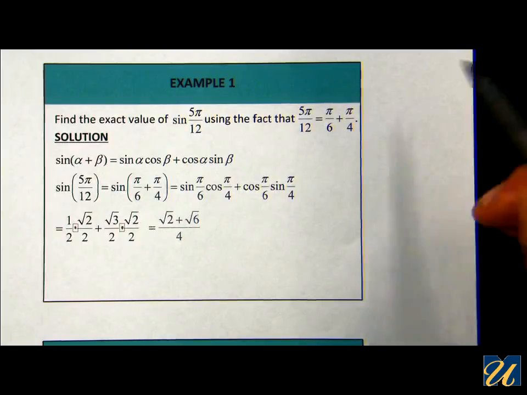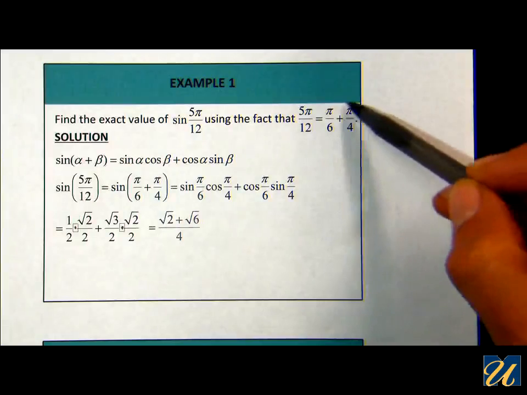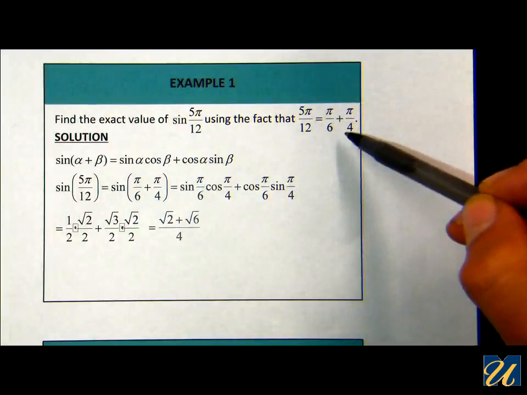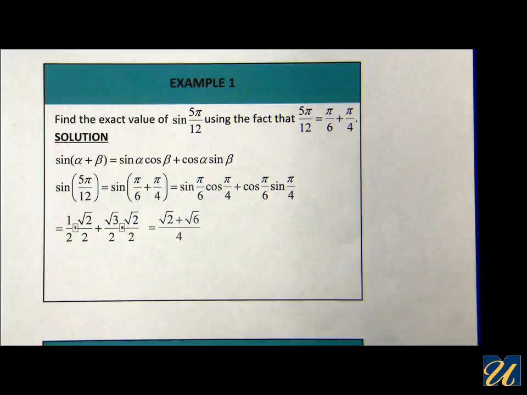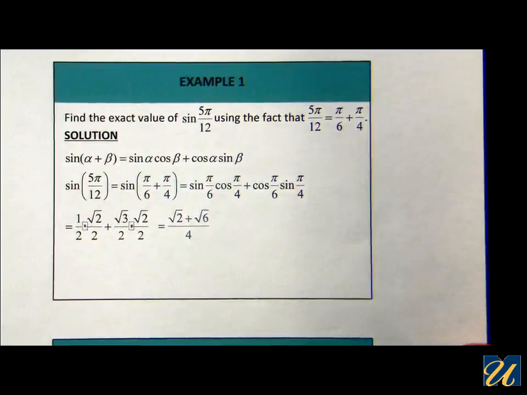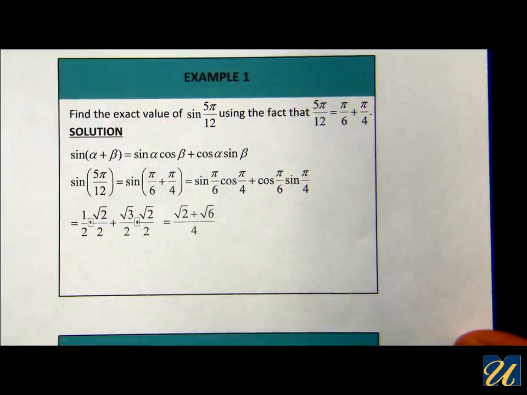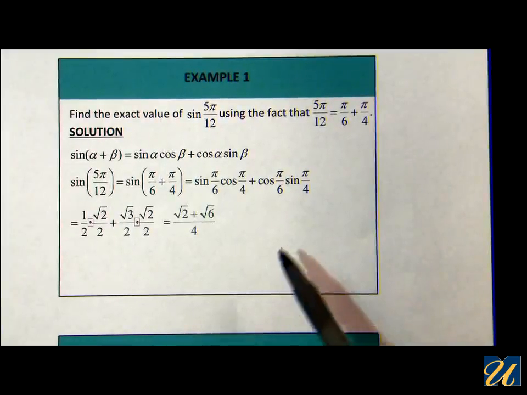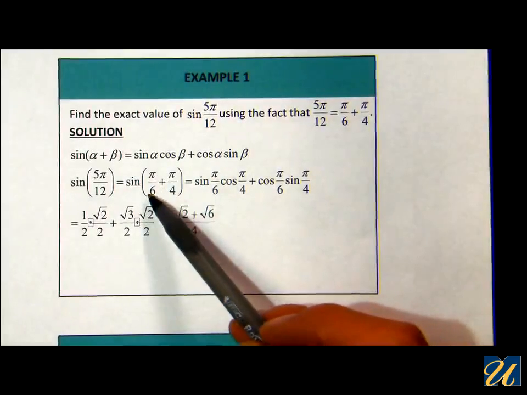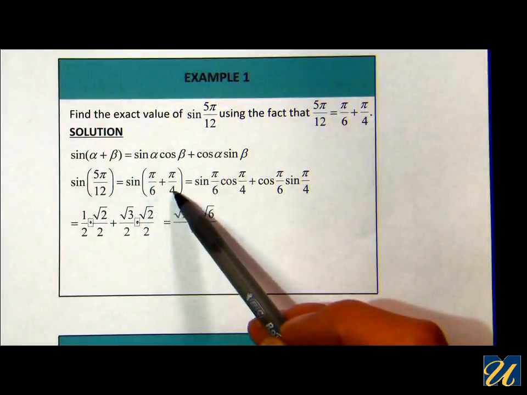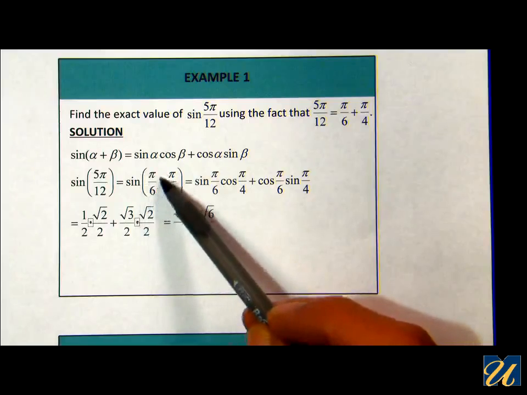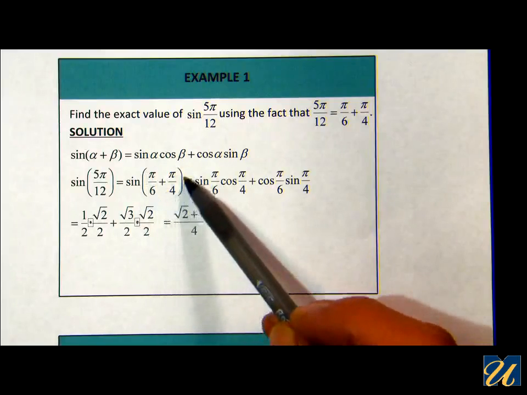And it's important because if these two angles are not known angles, then in the expansion we don't have exact values, and this would then be a calculator problem, and so using the identity may not be very useful. So the sine of 5 pi over 12, since 5 pi over 12 is the sum of pi over 6 and pi over 4, we identify this angle here to be A and this angle here to be B.